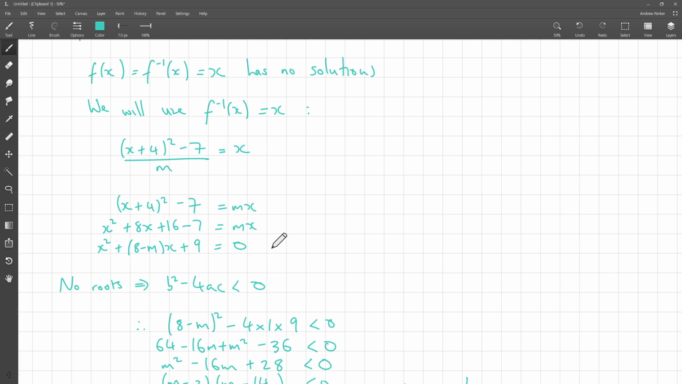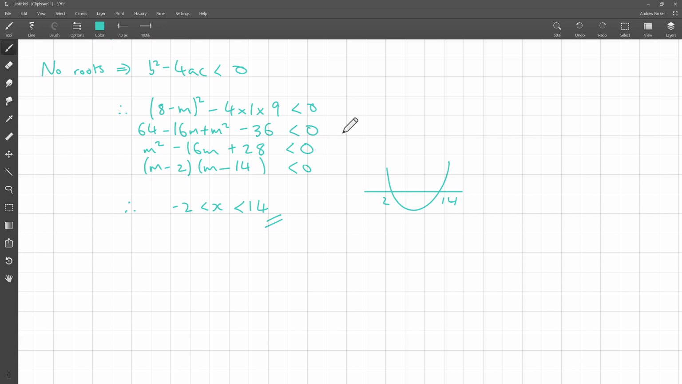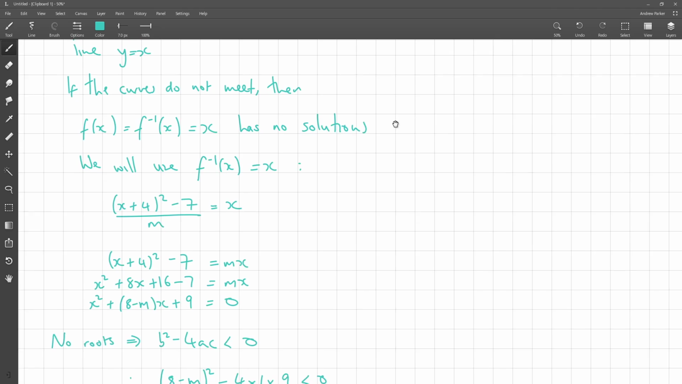But I'm trying to find the values of m that this is valid for, and I know that there is no solution to this equation because the curves do not meet. So once I've got my equation into quadratic form, if there are no solutions to a quadratic equation, it means the discriminant is less than 0. So I've done b squared minus 4ac is less than 0. That's given me a quadratic inequality, which I've solved, and I get the answer minus 2 is less than m is less than 14.